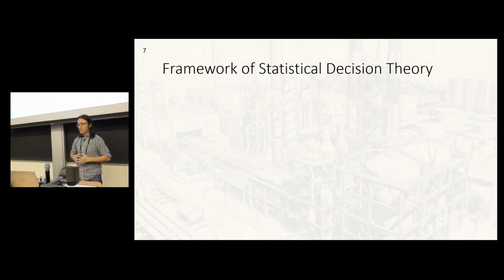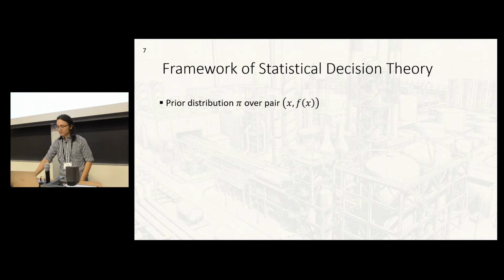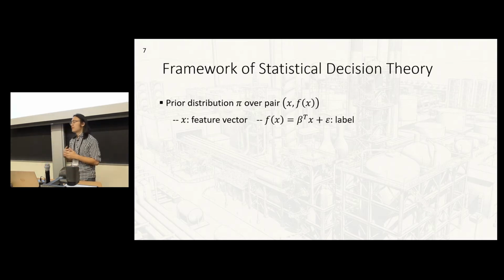So, before I present our model of bias-variance schemes, let me first revisit a very classic framework for statistical decision theory, which will be the starting point of our model. Let's suppose that there is a distribution over a pair of x and f(x), where x you can interpret as a feature vector, for example, the feature attributes of a house.